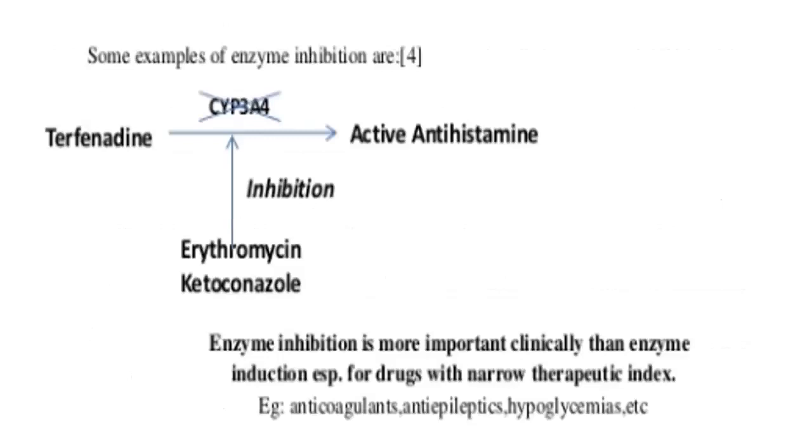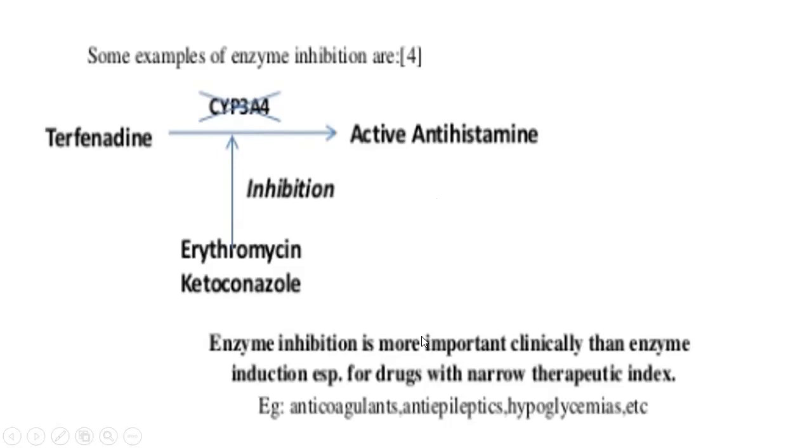So these are some of the examples. One is terfenadine. This particular drug is an antihistaminic drug. It will undergo metabolism in the presence of the cytochrome enzyme, and thereby it will form the active antihistamine. Erythromycin or ketoconazole will inhibit the metabolism of terfenadine by inhibiting the enzyme which is involved. Because of that, the active antihistaminic metabolite will not be formed.